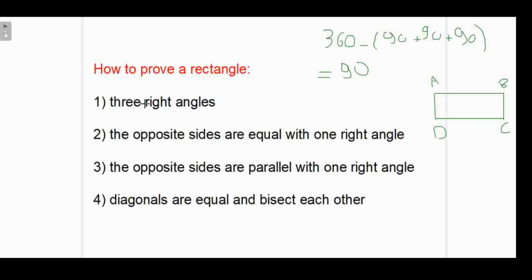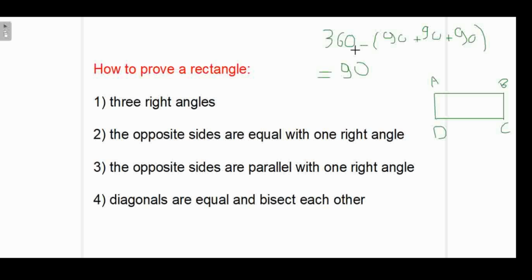If three angles are right, if we have a given that three angles are right, then it is a rectangle. For example, if in this figure angle A, angle B, and angle C are 90-degree angles, and it is a given that they are 90 degrees, we are sure about it, then this is a rectangle. And we do not need to prove that angle D is 90. Why? Here is why.